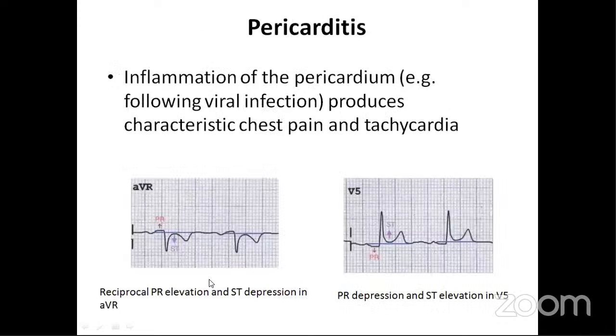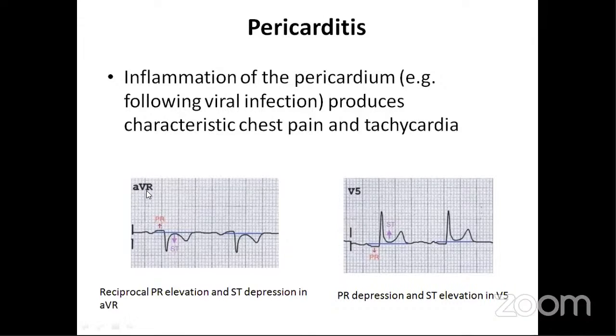Then the next abnormal condition is pericarditis. It is due to inflammation of the pericardium. It produces chest pain. It may be caused by a viral infection, and that is shown with the help of ECG. So see that there is an impact of pericarditis on the ECG.